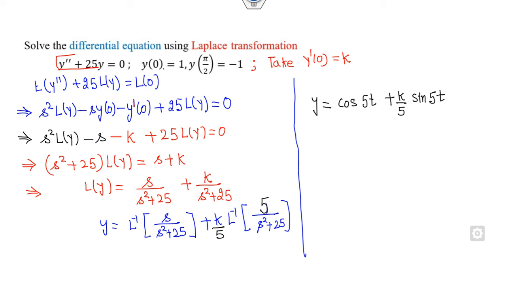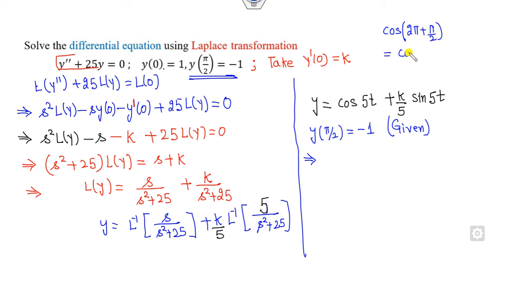Now since k is unknown, how can you find that? Now I can use this value. So what is the value of y at pi by 2? It is minus 1. Fine. This number is given to you. Now I can substitute here. So it is cos of 5 pi by 2. So 5 pi by 2 I can write as 2 pi plus pi by 2. So it is cos pi by 2, which is 0, plus k over 5 times sine pi by 2, which is 1, and that equals minus 1. So k will be minus 5.